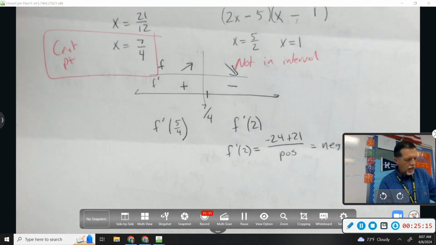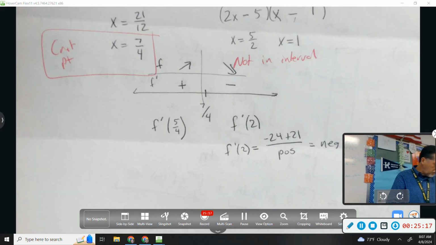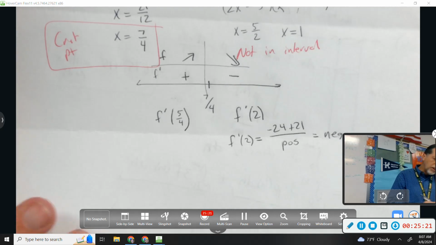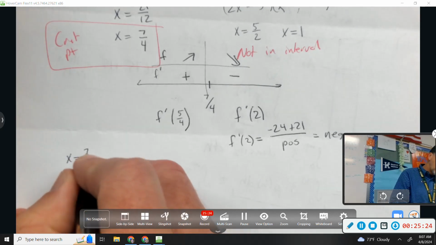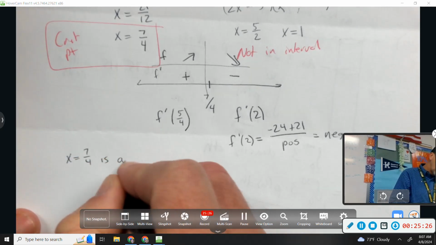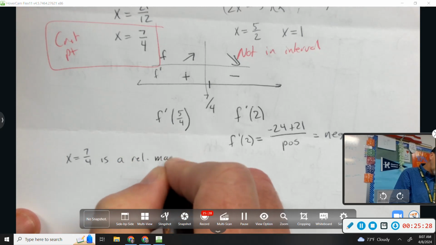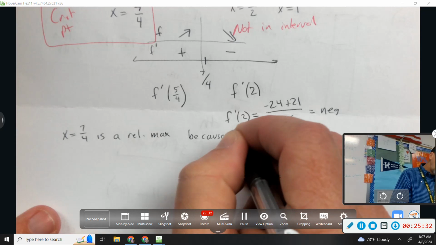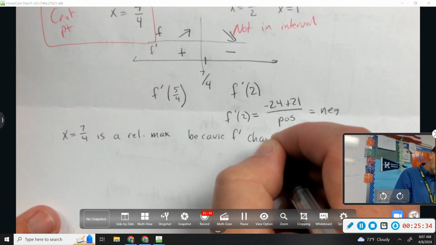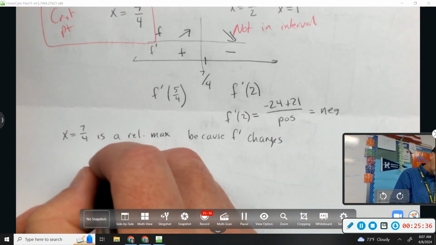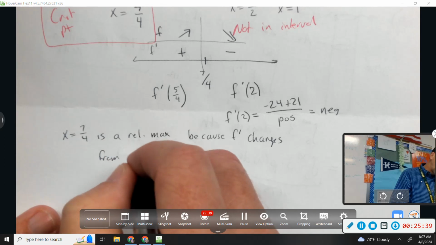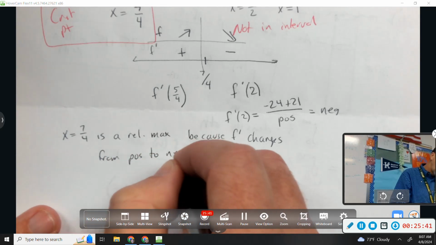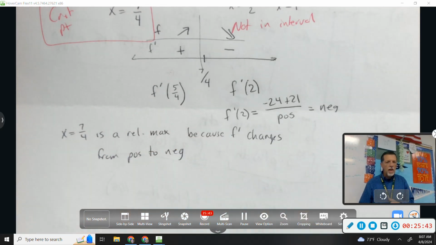Okay, now what did it ask me after all that? Probably relative max and min. Okay, so what's going on at 7/4? X equals 7/4 is a relative max because f prime changes from positive to negative. So that puts a relative max there.